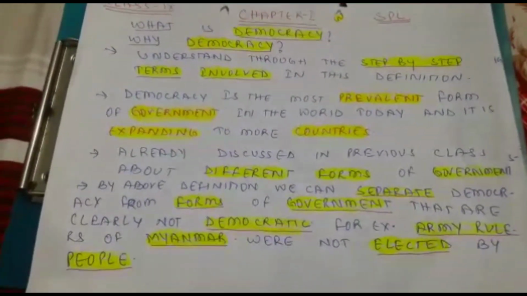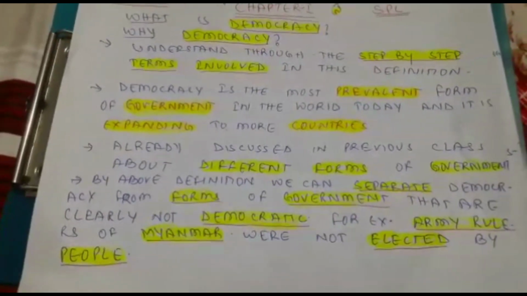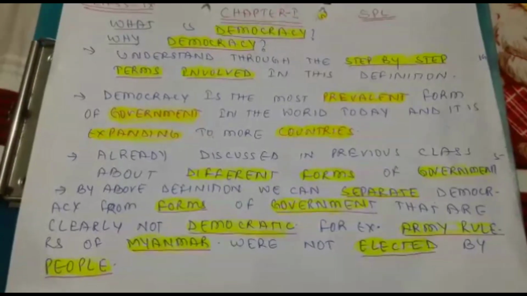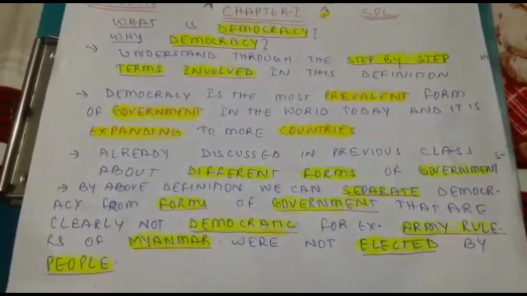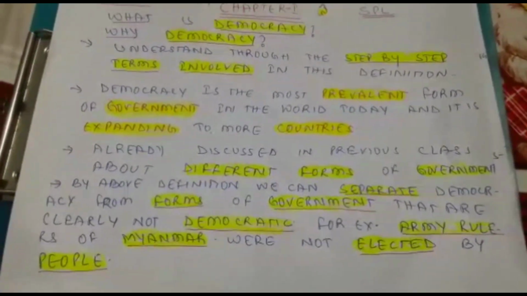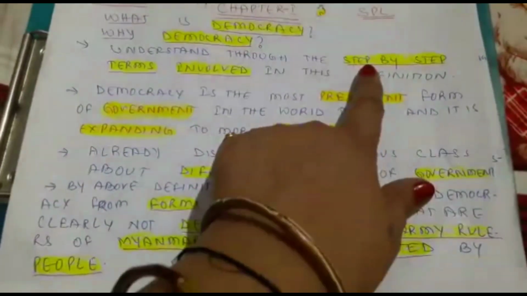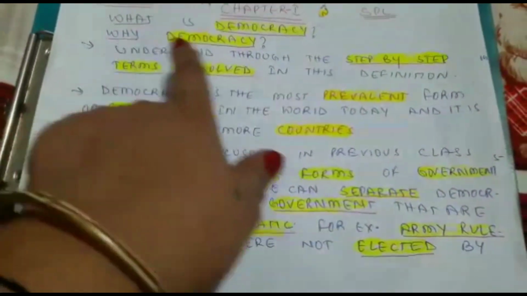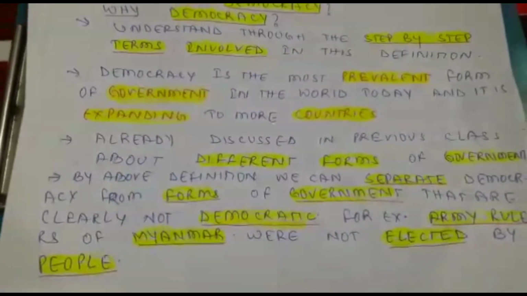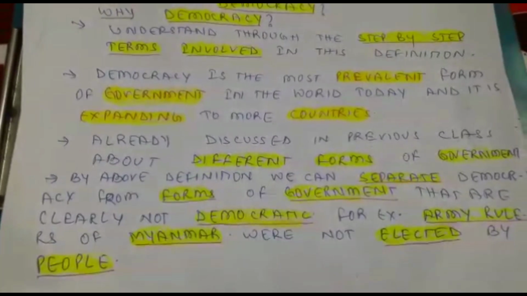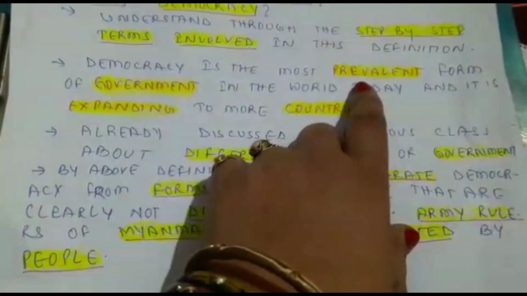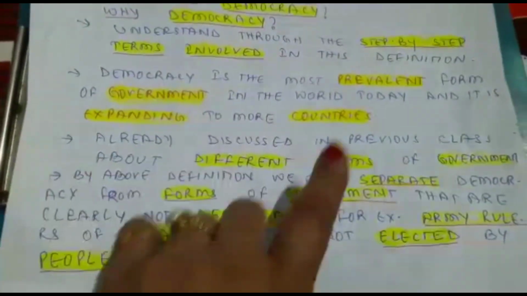For this, as per the topic, we have to study the simple definition of democracy. For this, we have to go step by step. I repeat, step by step, the terms involved in this definition. Democracy is the most prevalent form of government in the world today, and it is expanding to more countries. I repeat the highlighted words: prevalent, government, expanding and countries.